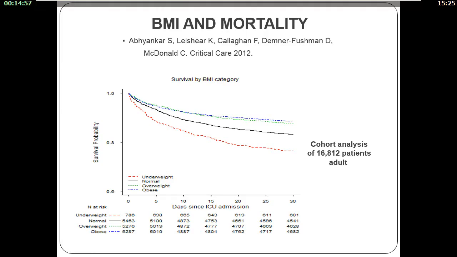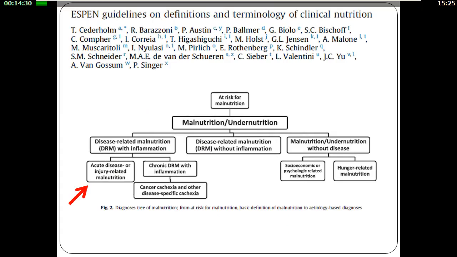So this is a very usual slide showing that patients who are underweight, maybe malnourished, have a higher mortality than those patients who are of a normal weight or are obese or overweight. So the issue is to track these patients with underweight, in a cohort of 16,000 patients.